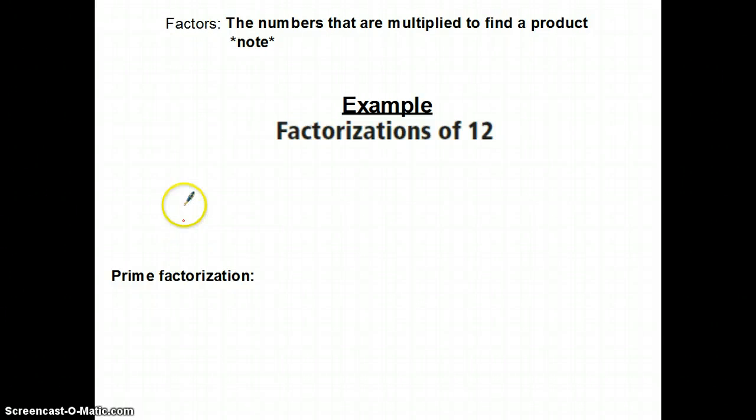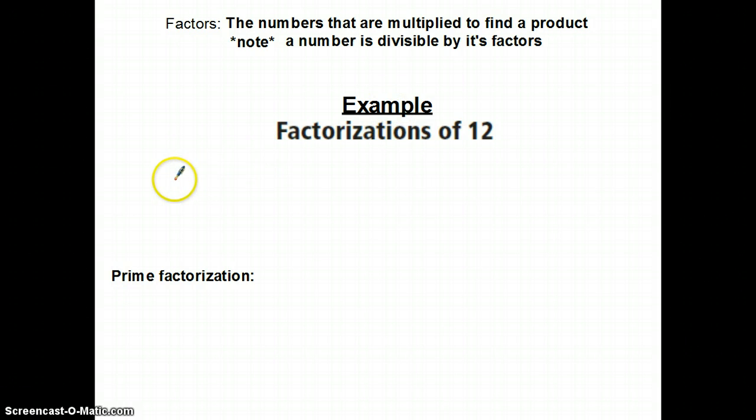First, let's recall, what are factors? Factors are the numbers that are multiplied to find a product. Remember, a number is divisible by its factors. For example, let's go ahead and factor 12. 12 can be factored into 12 times 1, or 6 times 2, or 4 times 3.